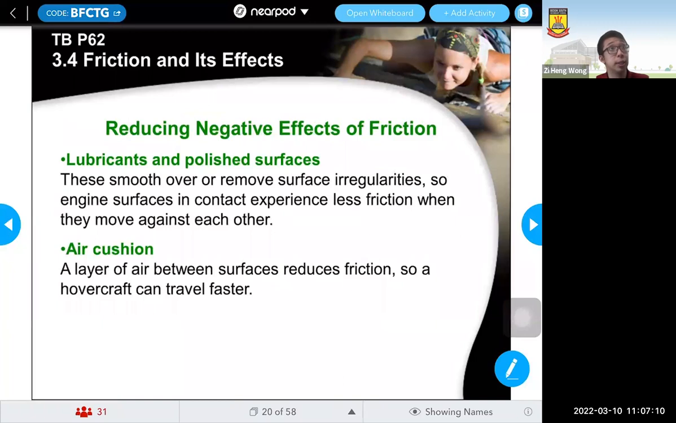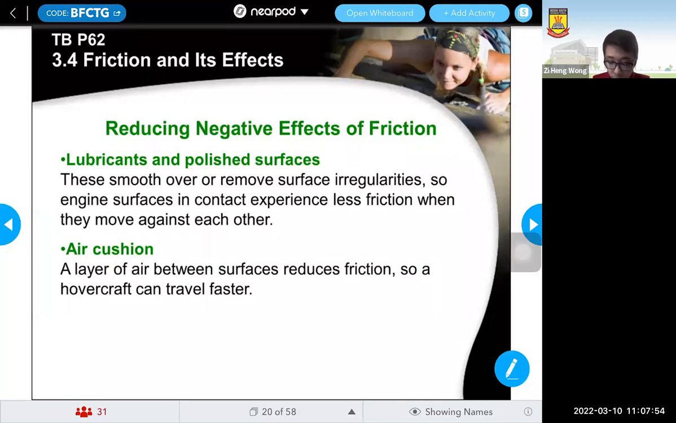Other than wheels and ball bearings, other ways to reduce the negative effects of friction are, for example, using lubricants and polishing your surface to reduce the irregularities. When it's smoother, there will be less friction. So when answering questions in your textbook or workbook, when they say some surface is smooth, this implies there's no friction, and when they say something is rough, this means there's friction. That's how, during the exam, you know whether there's friction in the story they're telling you. If they say it's a smooth surface, there's no friction.